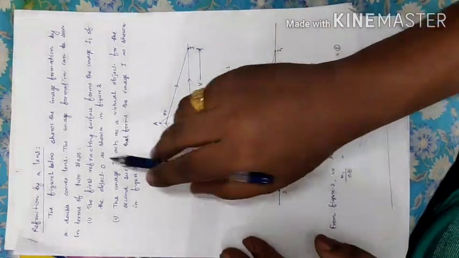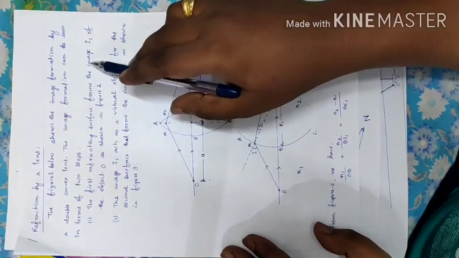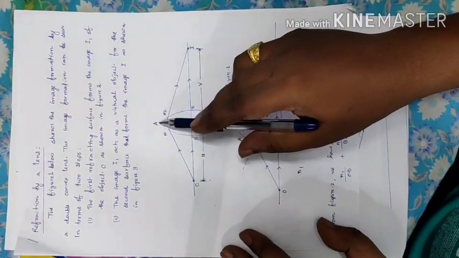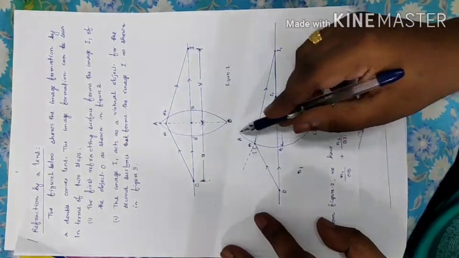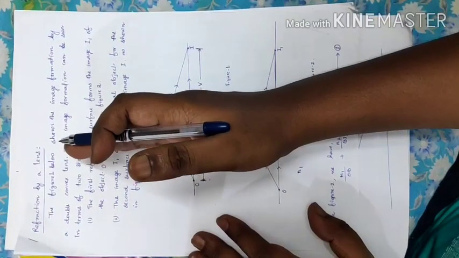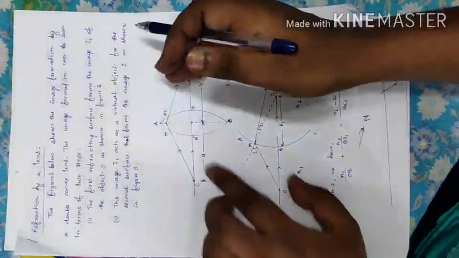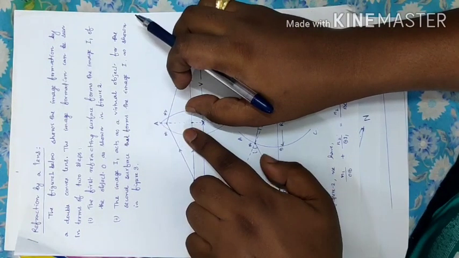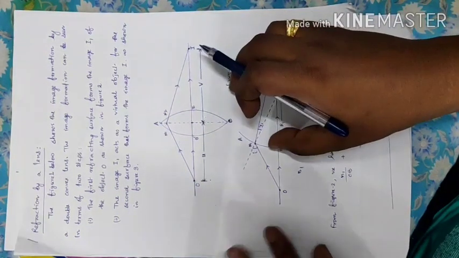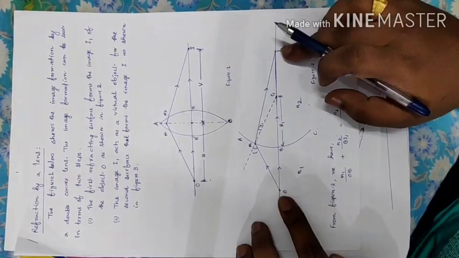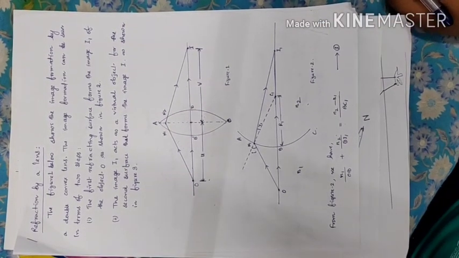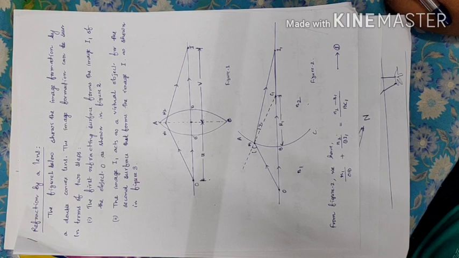First, the reflecting surface forms the image I1 of the object O as shown in the figure. The first reflecting surface is considered separately here, and then this reflecting surface will be considered. The first reflecting surface forms the image I1 of the object O, like we have discussed in the last class, lecture number 7 and 8.